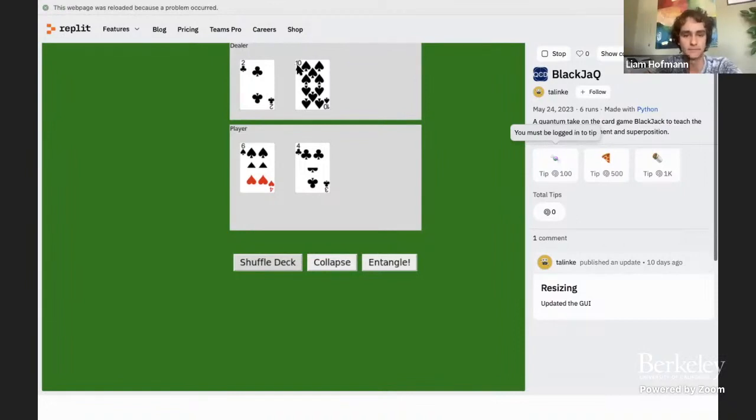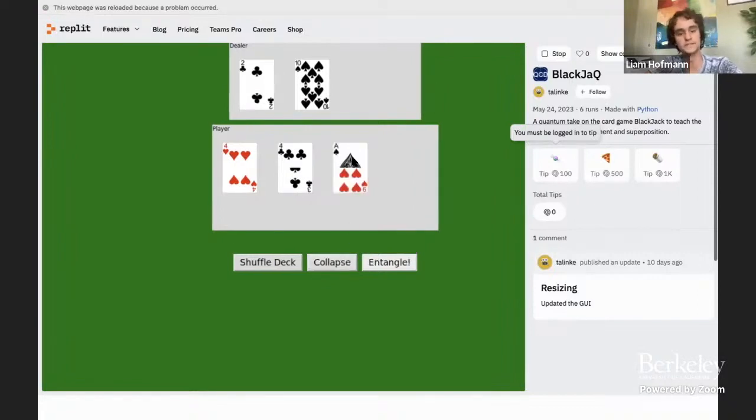Okay, so collapse. A lot of people are saying collapse. At least 2 people say that, so we can try that. Let's collapse this here. And so we've got a 4 and then a quantum card here. I'm going to go out on a limb and say that we should probably hit, because if we stand, we're automatically losing. So let's hit and see what we get. Ooh, an ace.